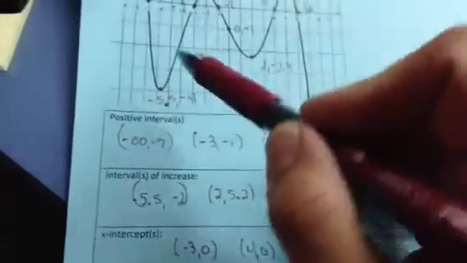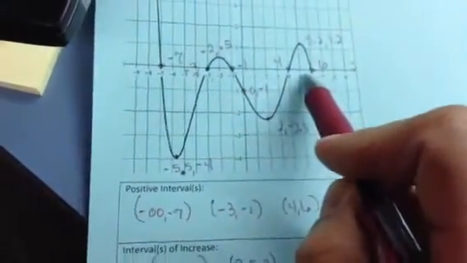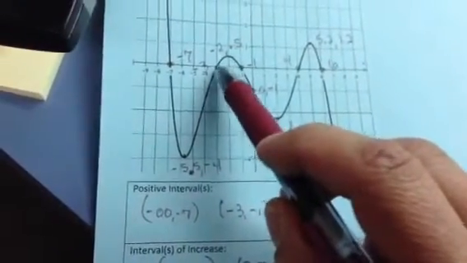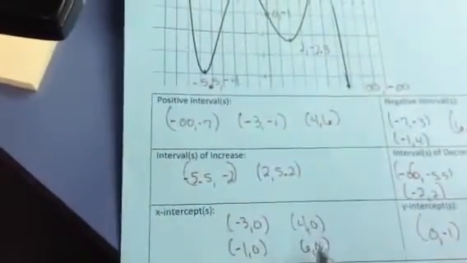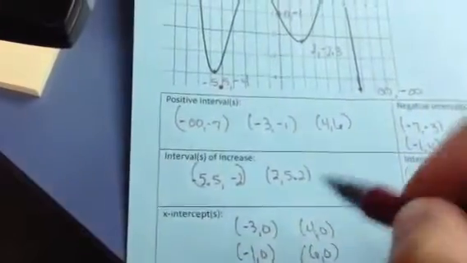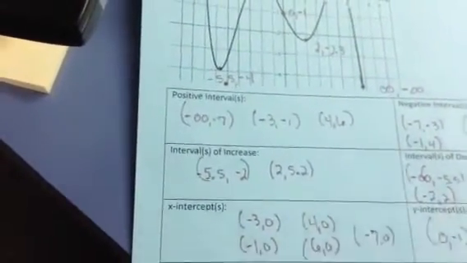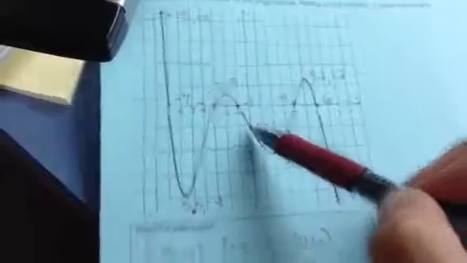All right, the x-intercepts. Here, here, here, here, and here. There's 5 of them. So I wrote 4 of them, and I wrote them with the y-coordinate added as well. So -3, 0, -1, 0, 4, 0, 6, 0, but I forgot to add the -7, 0. Okay? So again, you can pause, write them down. The y-intercept, where it hits the y-axis, is 0, -1.